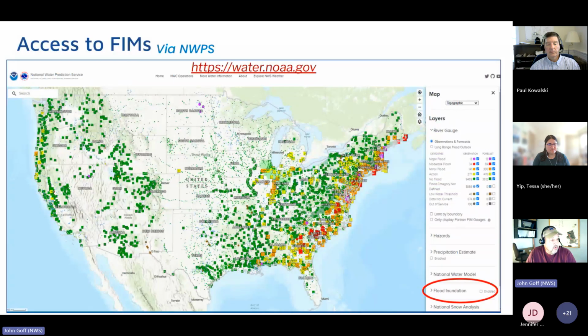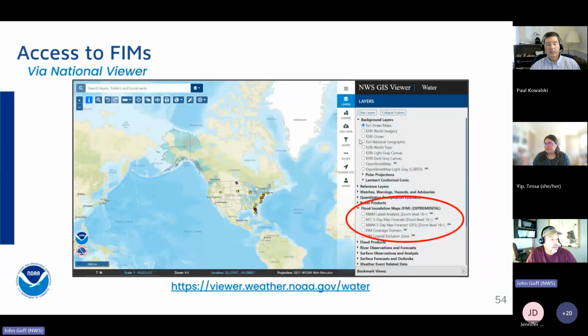Again, this is a final review: water.noaa.gov, or go to our local page, click on flood inundation, then choose your dynamic FIM of choice. If you want to look at the static FIM, remember you have to click on the individual gauge and scroll down. Again, this is the national viewer. You can see a lot more things in it, like tornado, hurricane and winter storm warnings, but all these hydro services are available through the national viewer as well.